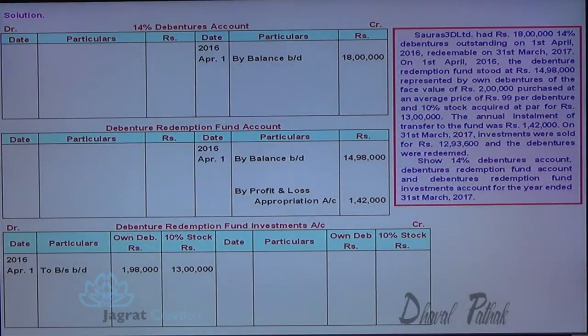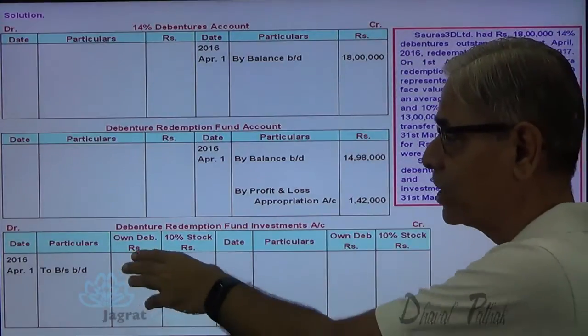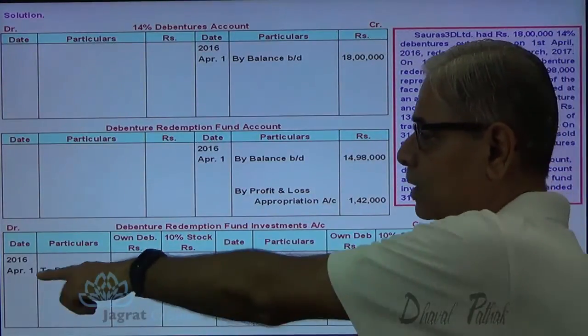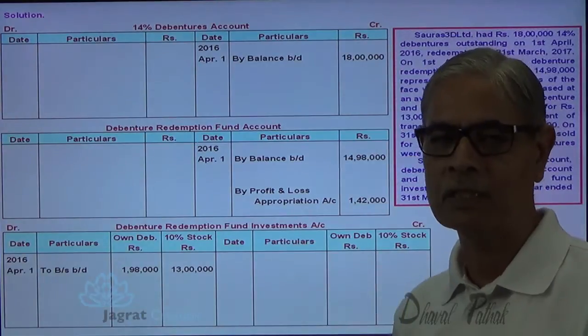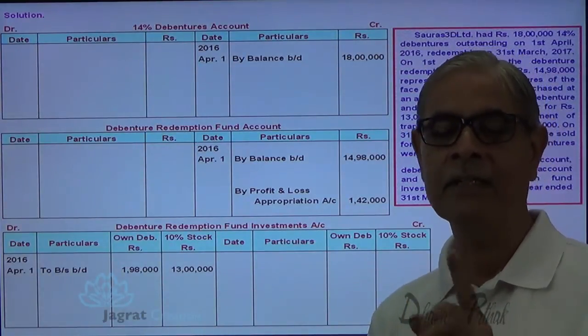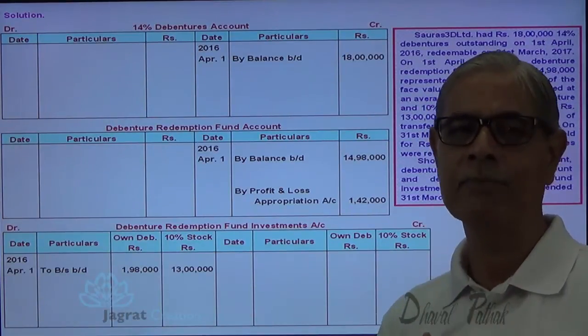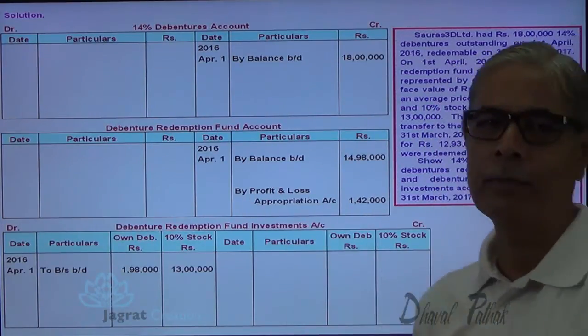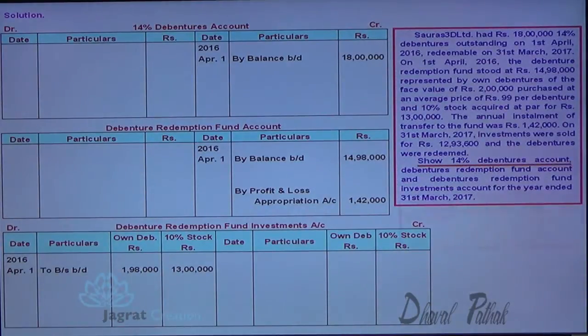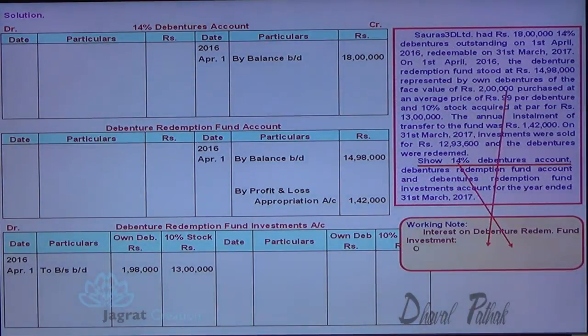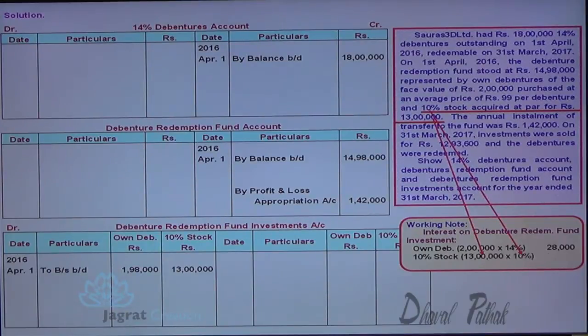Now, at the end of the year, you will receive the interest on this investment, because these are the balances on 1st of April 2016. At the end of the year, we earn interest on debenture redemption fund investment, and that interest will be credited to debenture redemption fund account. So, 2 lakhs into 14%, that is interest on own debenture, and 10% stock, 13 lakhs into 10%. So, this is the total interest.